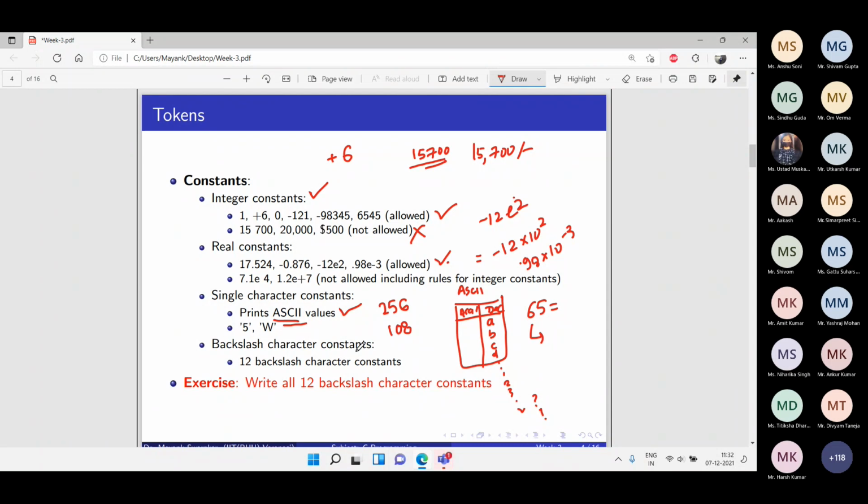And then comes the backslash character constant. I gave one example, \n, when I wrote the Hello World program. To keep whatever you want to print on the screen on a line, you use this new line character, which brings the cursor to the next line. Similarly there are 12 backslash constants like \t, \b, \n, and so on. So this is your task: to write all 12 backslash character constants.